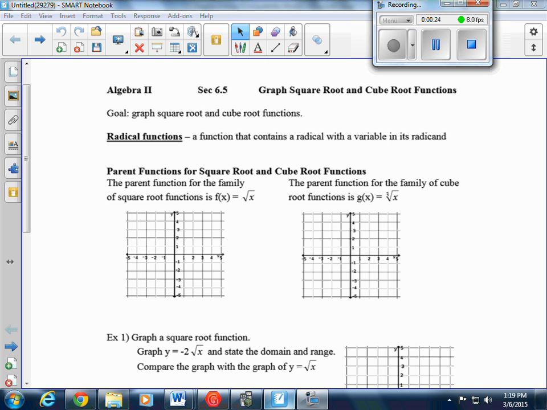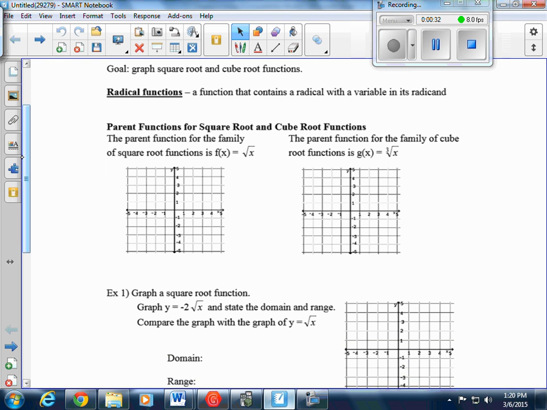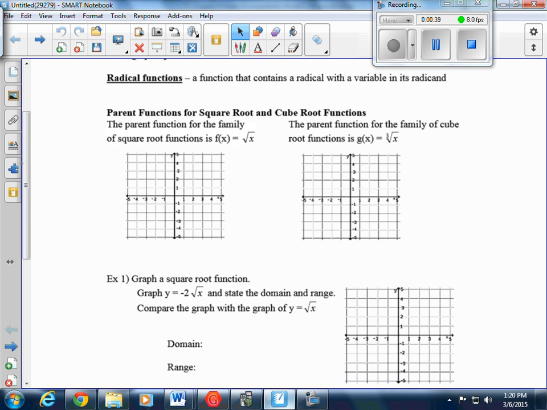So what we're going to be doing is looking at functions that have square roots today and functions that have cube roots. So we're going to talk about the parent function for a square root and the cube root function. The first one we're going to look at is the square root. And the parent function of the family of square root functions is f of x equals the square root of x. So we're going to plug in our ordered pairs.